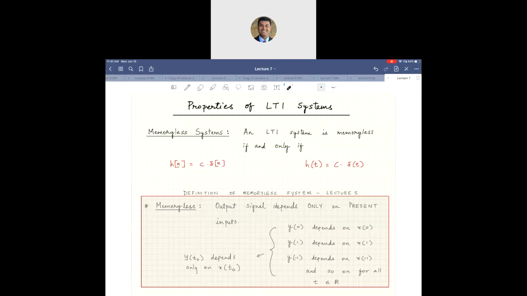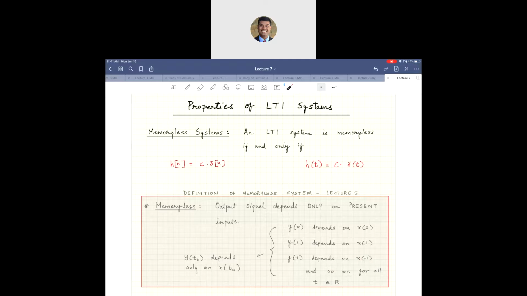Now, if you go back and think about the same definition of memoryless systems that we defined earlier, it was in lecture 5 when we defined a memoryless system as one whose output signal depends only on present inputs. We said if y of 0 depends on x of 0, y of 1 depends on x of 1, y of -1 depends on x of -1, and so on for all time belonging to the set of real numbers, only then we can say it is memoryless.